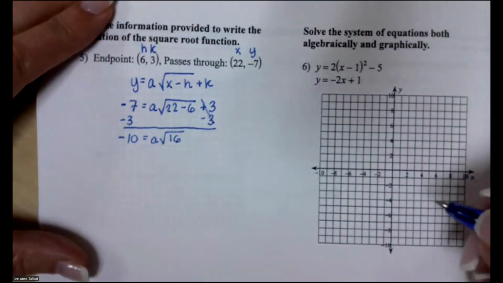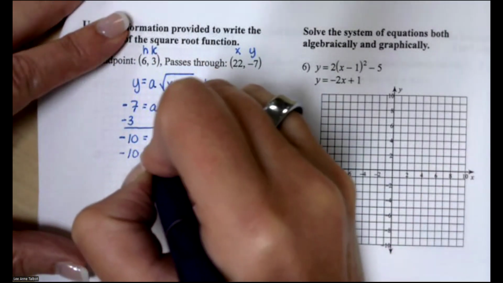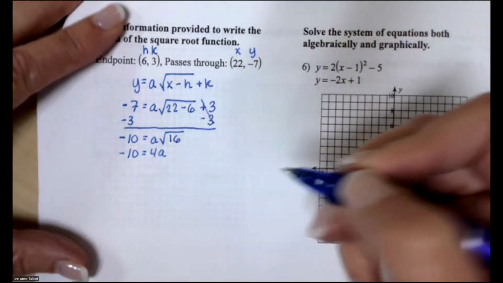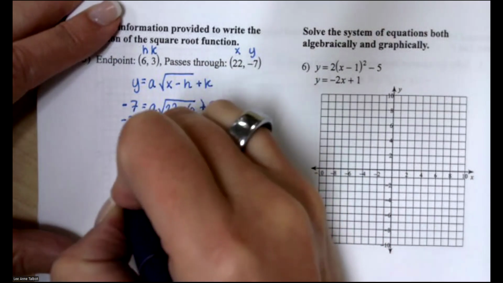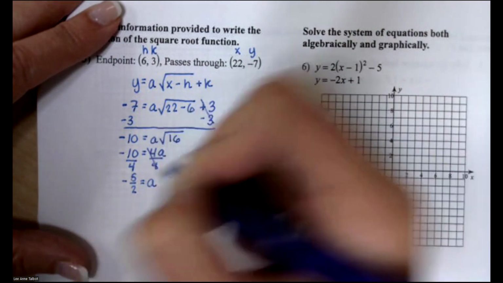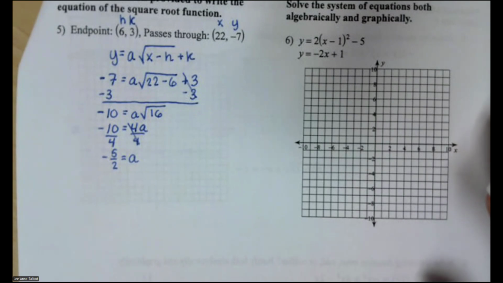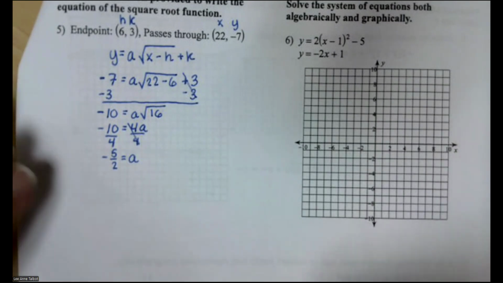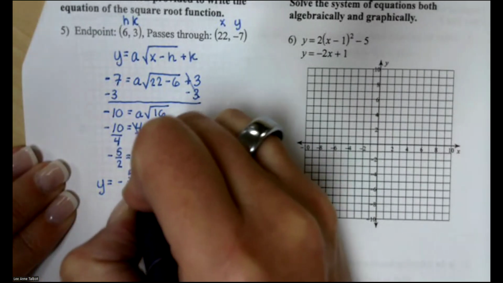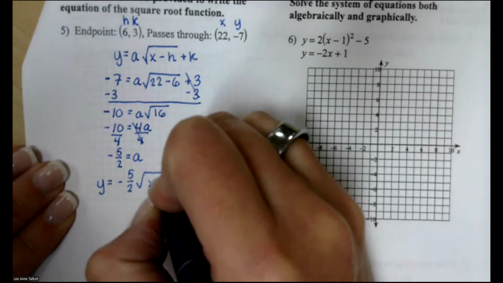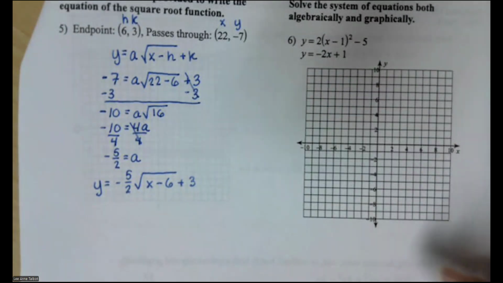22 minus 6 is 16. Okay, so -10 equals 4a. Square root of 16 is 4. And reduce. You can also say -2.5 if you'd rather. Okay. Last step, just plug it back in. And there's your equation.